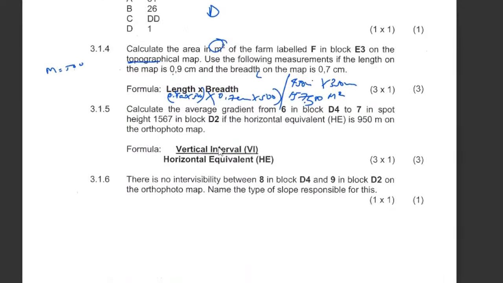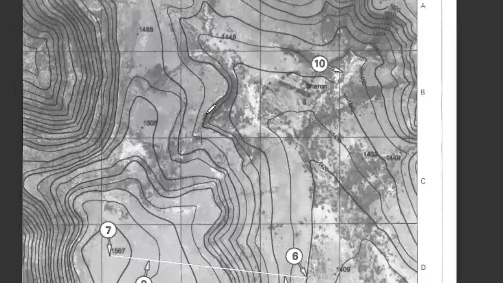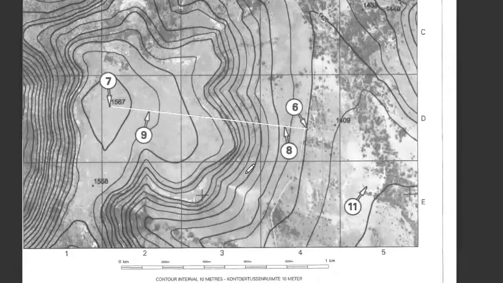You go to the second one: calculate the average gradient from 6 in block D5 to 7 in the spot height 1567. We go to the map. We're using the orthophoto map. Here we see the spot height is here, 1567, and 6 is here.